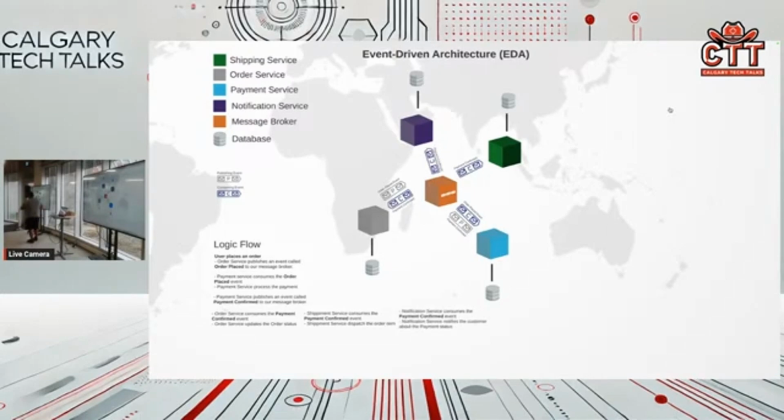Another service that is really interested in this payment confirmed event is the notification service. The notification service will consume this event in parallel. So now we have three different services consuming the same event in order to do three different operations. The notification service will send a notification to the user, like an email or SMS, I don't know, saying that your payment status is confirmed or denied, something like this.